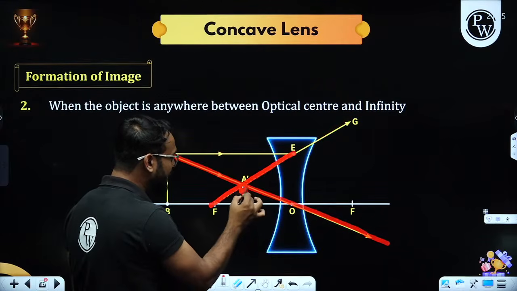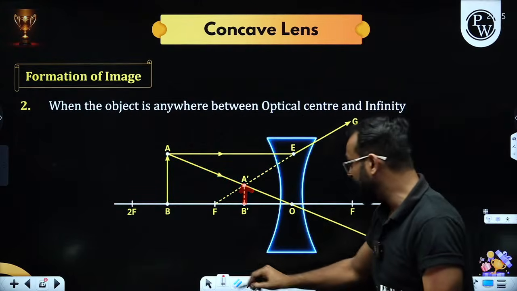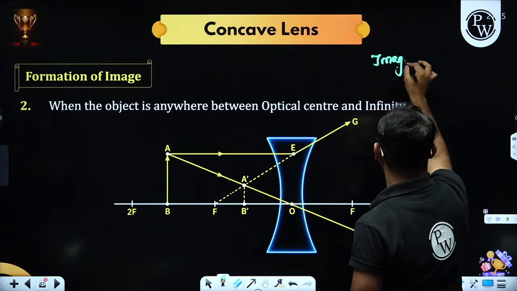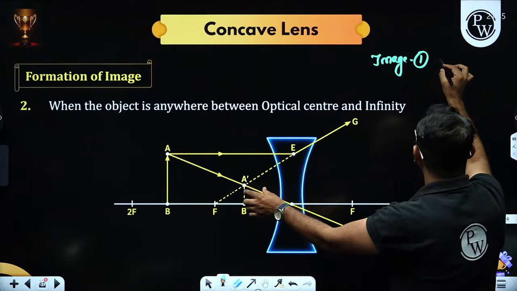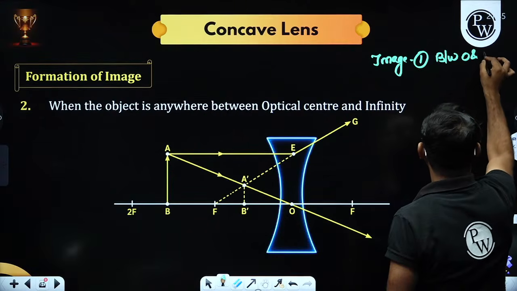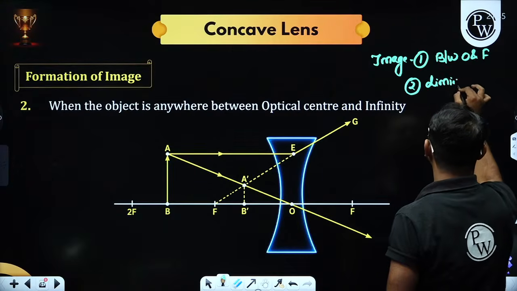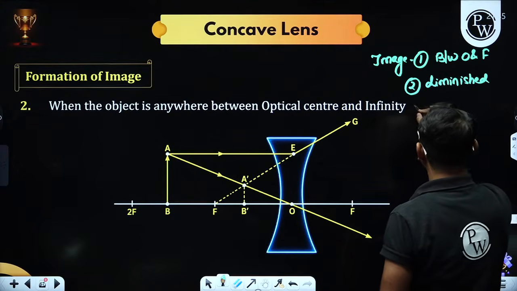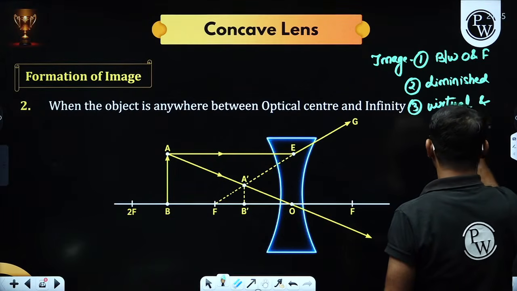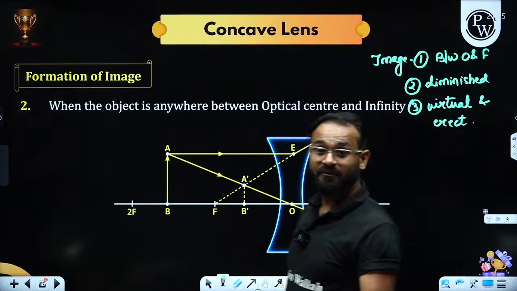Finally, I have got the image over here on the same side, a smaller size, virtual and direct. Yes, sir, this is what we have got. So the image properties that you are looking at: first of all, it is between optical center and focus. Second, a diminished or small sized image you will be getting. And third, the nature will be virtual and erect. Any problem so far with the formation of image?